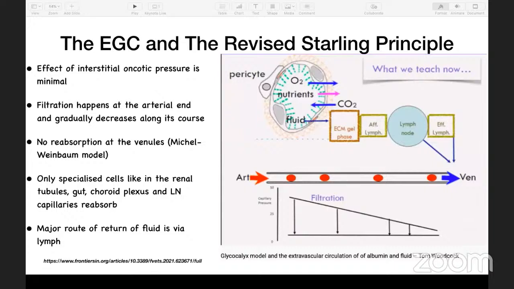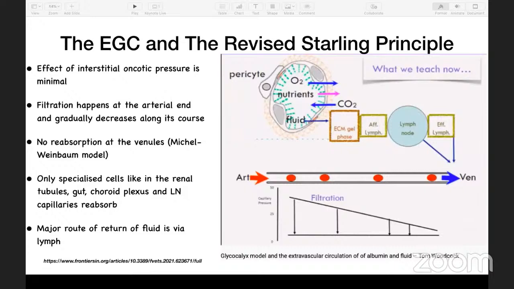We also know now that filtration happens along the whole course of the capillary, though it's more at the arterial end compared to the venular end, but it happens along the whole length. Reabsorption does not occur except in states of acute disequilibrium or acute hypovolemia. That's when we get reabsorption occurring. And this fluid that has been filtered, if you follow the diagram, the major route of its return to systemic circulation is through the lymph.